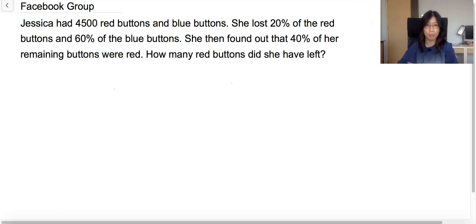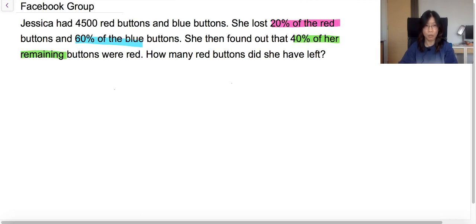Okay, so first thing first, know that all these percentages are in fact referring to different numbers, or different bases, sorry. She lost 20% of the red, and 60% of the blue. She then found out that 40%, and this is the 40% of the remaining. So all these are referring to different bases, and so the percentages cannot be added or subtracted.